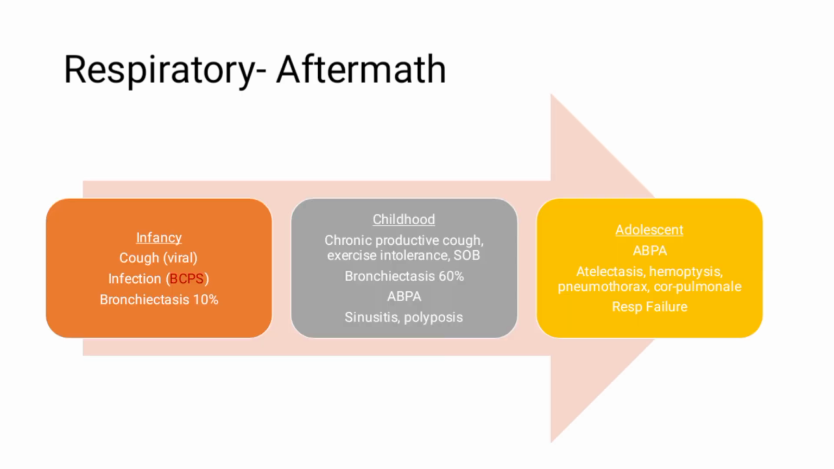So in infancy, there is viral infection and infection with some bacteria; you can remember a mnemonic called BCPS: BC for Burkholderia cepacia, P for Pseudomonas or even Pneumocystis, and S for Staph aureus, and also Haemophilus influenzae and some fungus also. In earlier age, bronchiectasis is less common, 10%, but in childhood and adolescence it increases in number. Another common problem is allergic bronchopulmonary aspergillosis, which is a fungal infection.